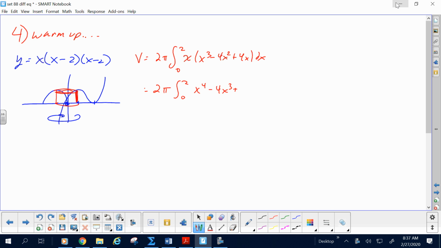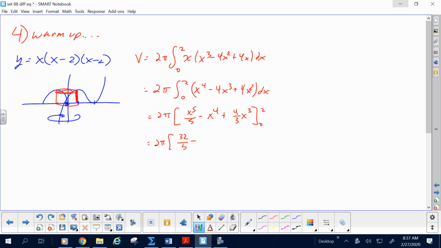I think we got it. Okay, 4x squared dx, 2 pi, antiderivative: x to the 5th over 5 minus x to the 4th plus 4/3 x cubed. Do we agree with the antiderivative? Yes, we're good? And then last but not least, the fundamental theorem.